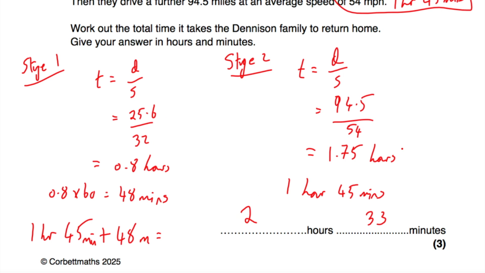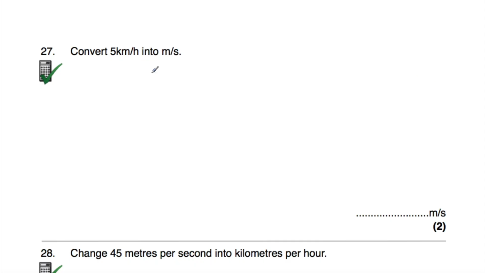Okay, let's have a look at our next question. Question number 27. We've been asked to convert 5 kilometers per hour into meters per second. And it's a calculator question, so that's quite nice. Okay, so it's 5 kilometers per hour. Now I'm going to change it into meters per hour. So it'll be 5,000 meters per hour because there's 1,000 meters in each kilometer.